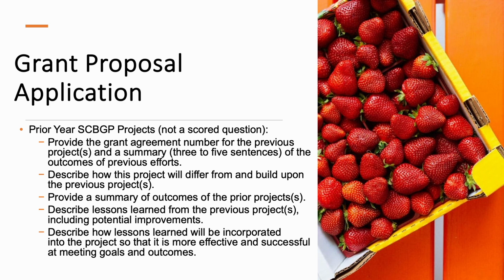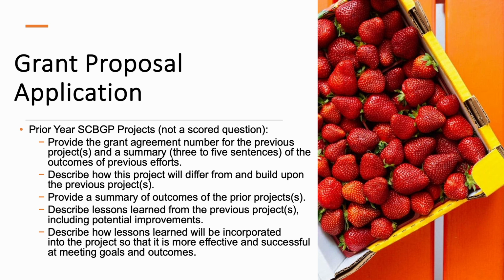The prior year SCBGP projects question is a multi-part question and is unscored. If the project you are submitting builds upon a previous SCBGP project, select yes from the dropdown and include the grant agreement number for the previous project or projects and the outcome from these projects.